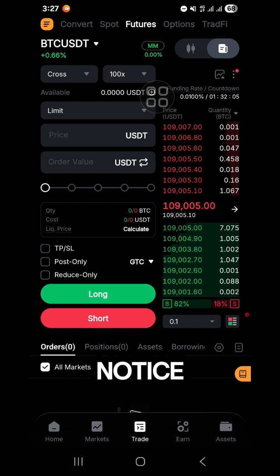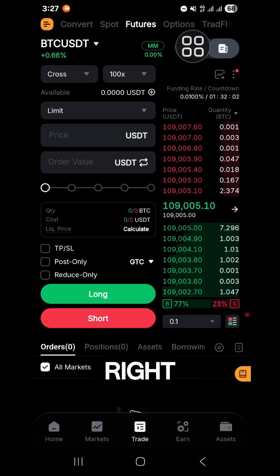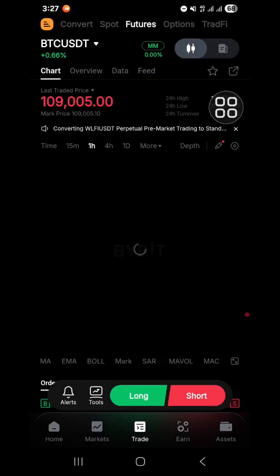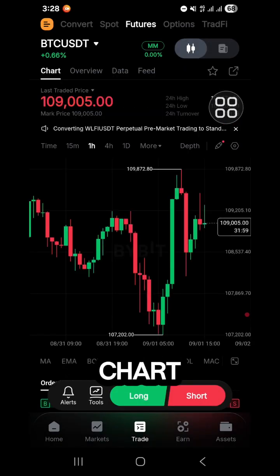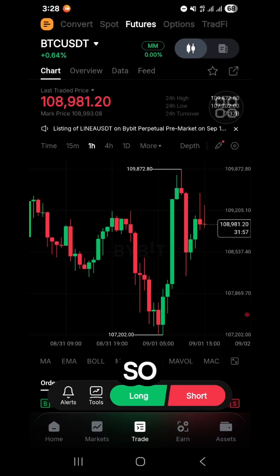But if you notice on this place, we have this button here and this button. If you click on this button, it's going to take you to the chart of the coin. So Bybit has the chart option where you get to do technical analysis, or you get to see important information about the coin that you want to trade. I'm going to explain this.